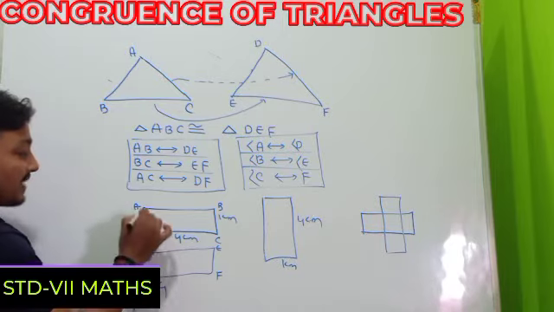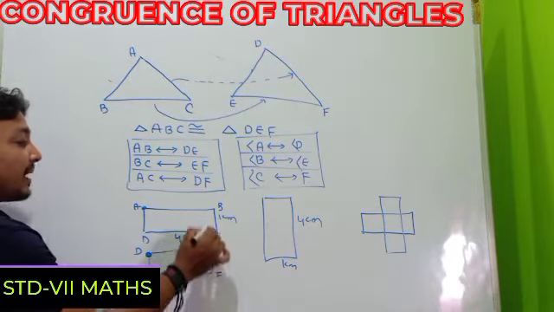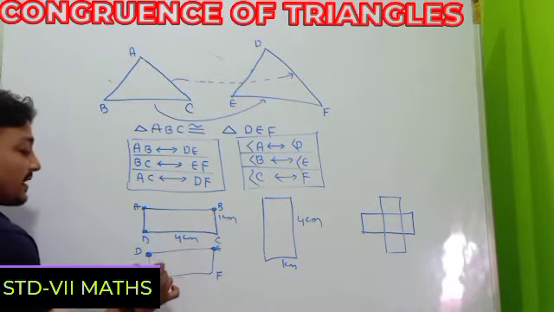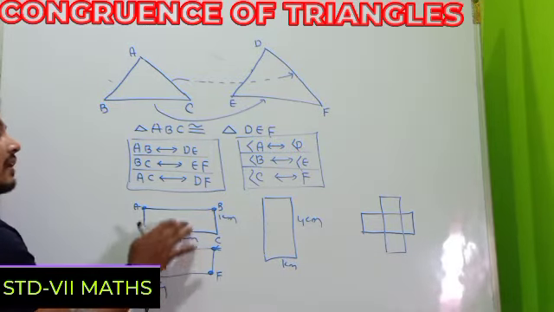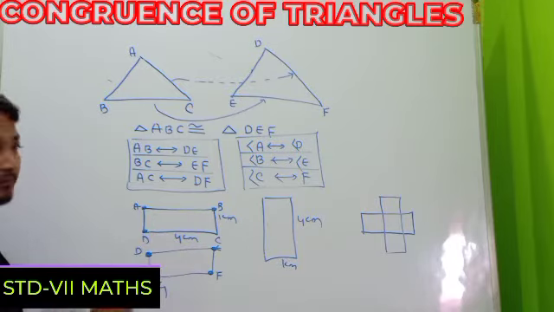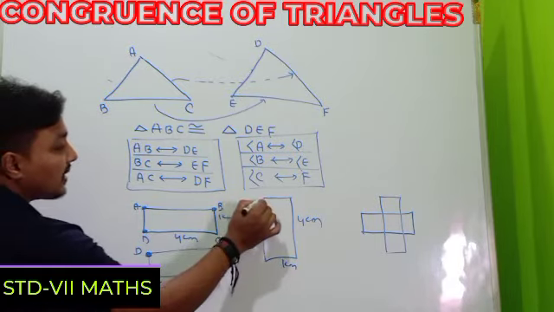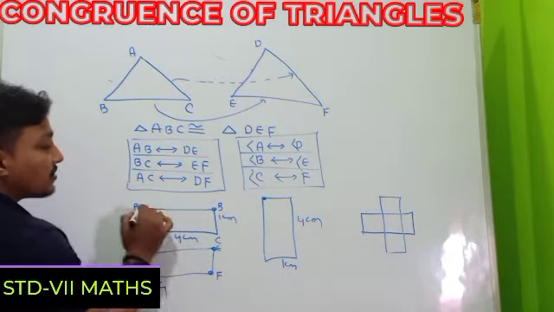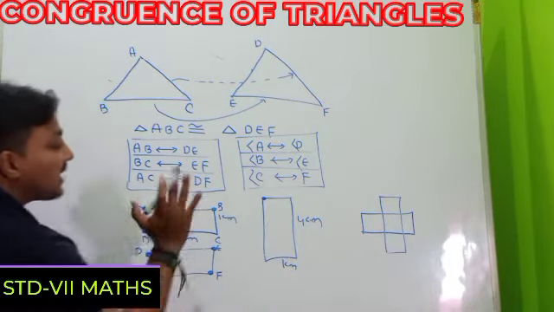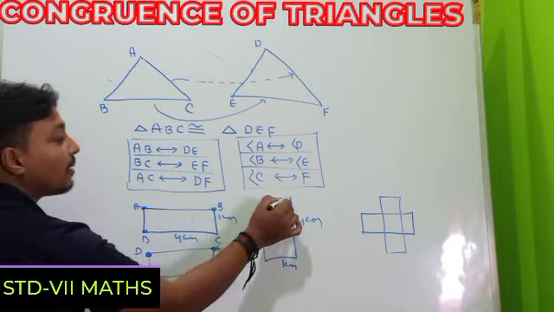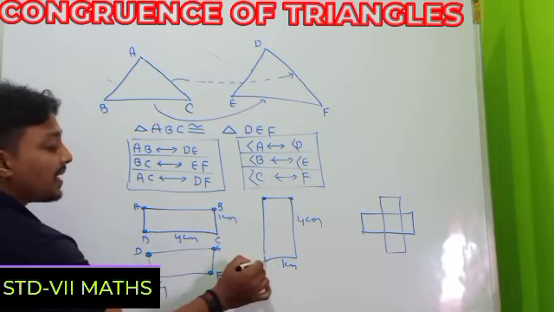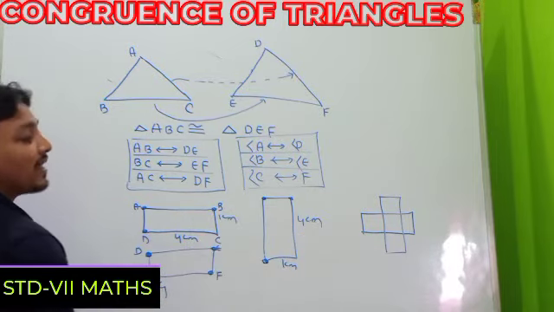Whenever D is matching with A, this one matching with this one, this one with this one, then after these two I can call it congruent. But the problem is, whenever this one matches, I will keep it over just like this. This one will not match with this one, not match with this one, not match with this one.